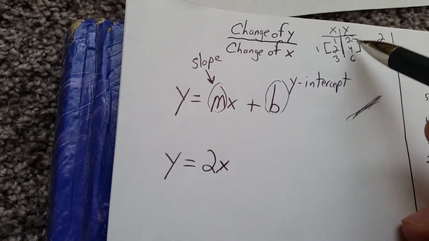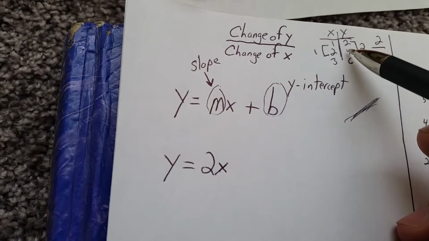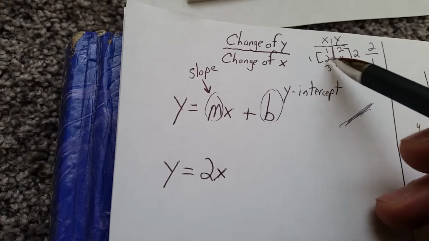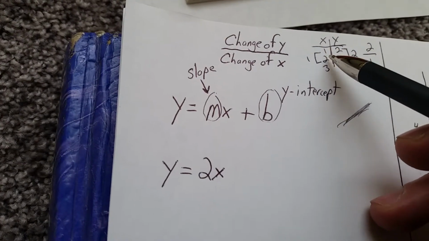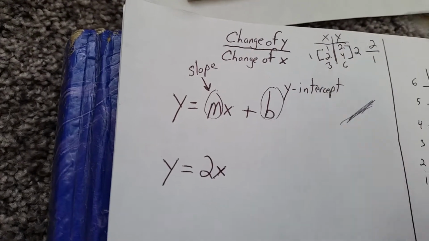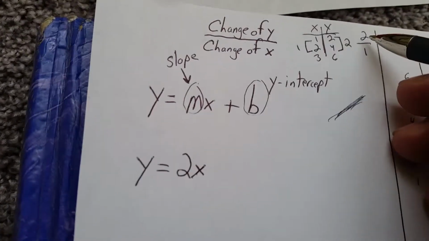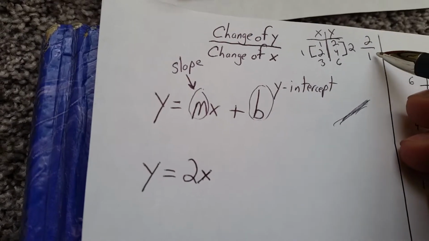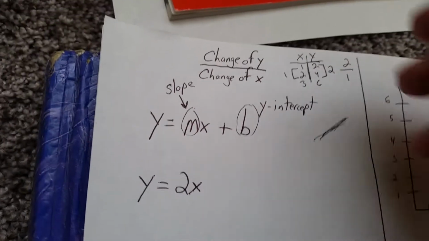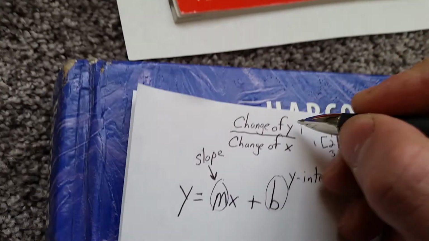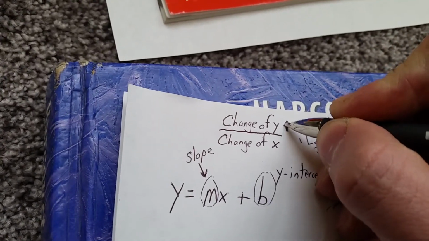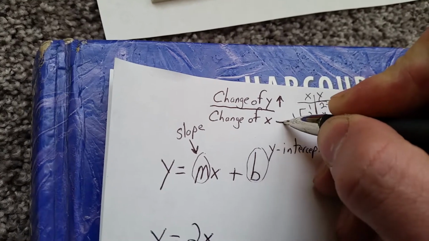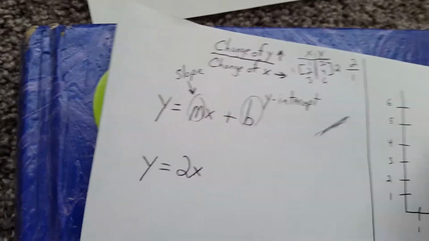Our change of y is the difference from one y value to the next. So from 2 to 4 is 2, and the change in the x value is the difference from one value to the next. 1 to 2 is 1. So you would write that as a fraction, 2 over 1. It means we go up 2 spaces over 1. Change of y is always going up or down on the y-axis, and our change of x is we're moving side to side, okay?